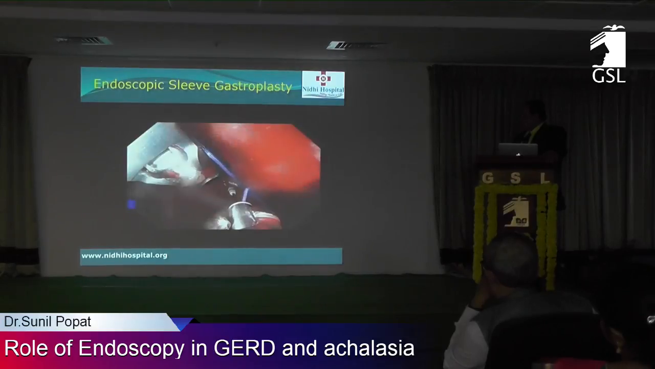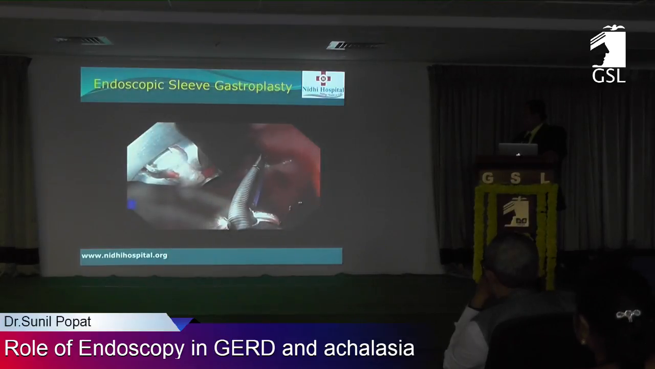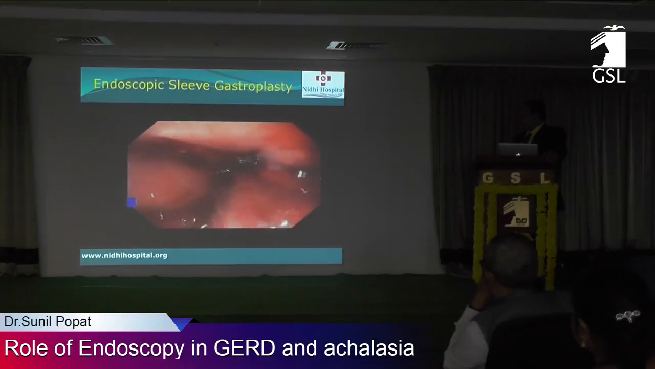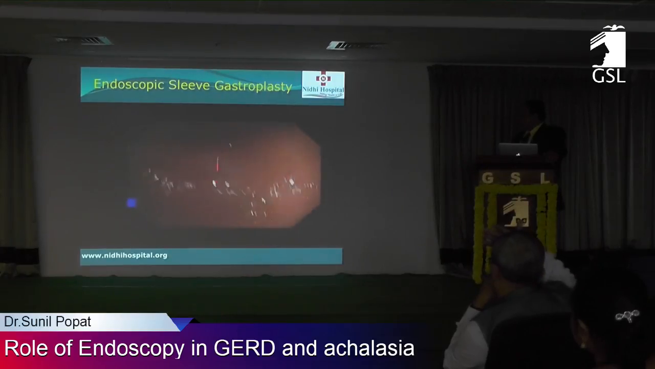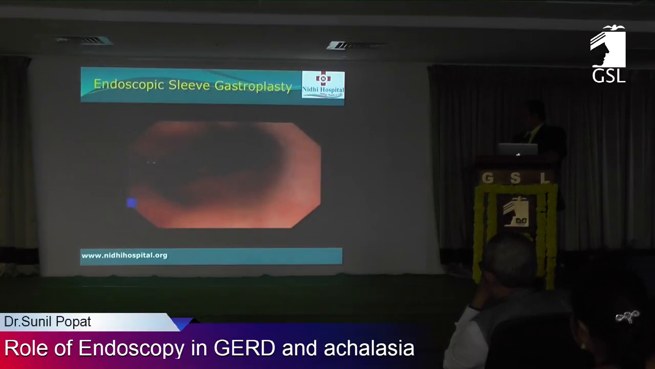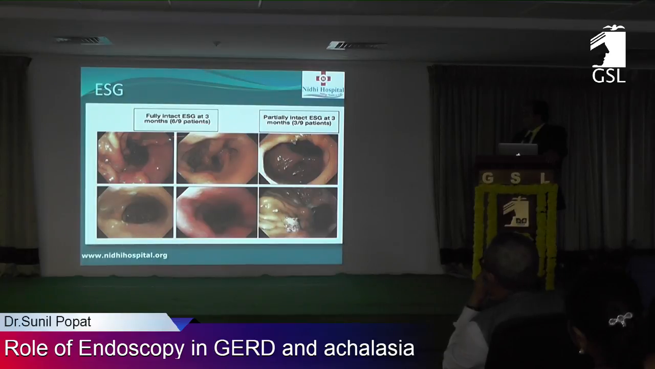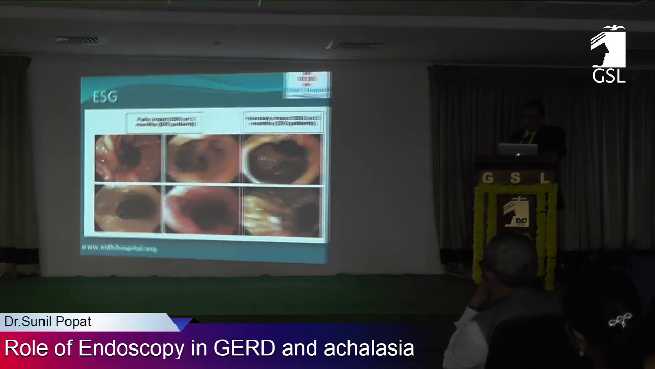This procedure is again being done by a surgeon only, and this surgeon has been doing bariatric surgery also, and then he is doing this endoscopic sleeve gastroplasty also. See, this is the antrum and pylorus, and from here the sleeve gastroplasty starts till this level, and on the fundus, they leave behind a part for accommodation of the food. When they looked at 3 months, about 6 out of 9 patients had a fully intact endoscopic sleeve, and a partially intact sleeve in 3 out of 9 patients.